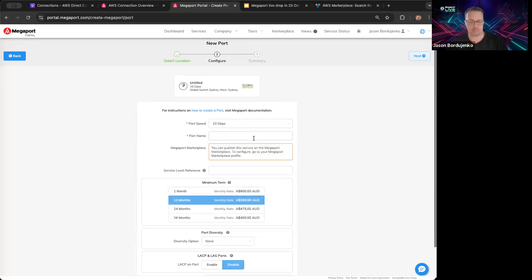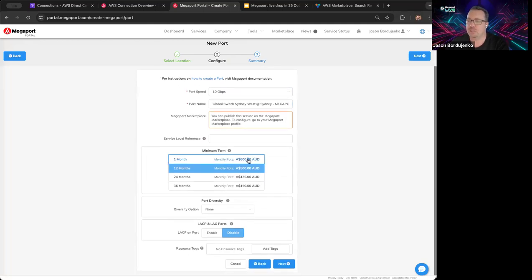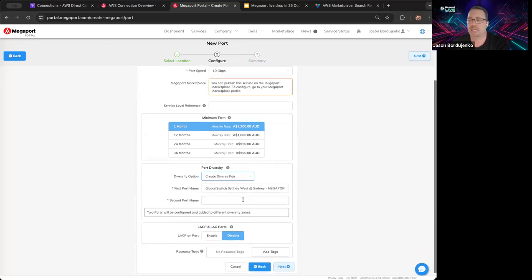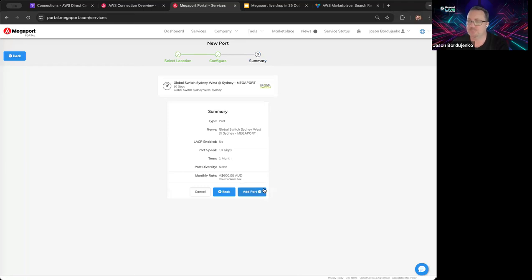Let's just do a 10 gigabit per second connection. Give it a name. We can then set a term, either month to month, 12, 24, or 36 months, and you can see we're applying a discount for that. And in terms of the diversity, I mentioned that very briefly as well. We can build at certain data centers what we call red and blue zone, diversity zone deployment. Now I'm just going to build one. You do have an option after to come back and say diverse from existing port. So let's go and build that port.